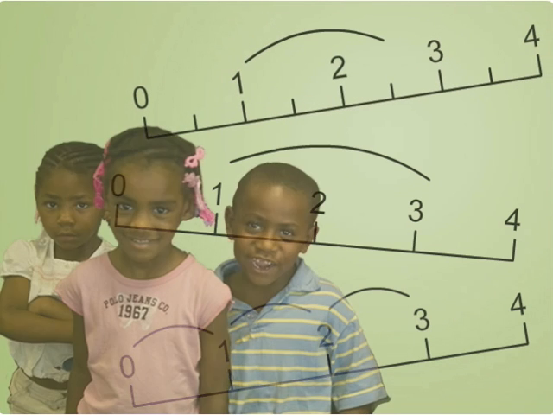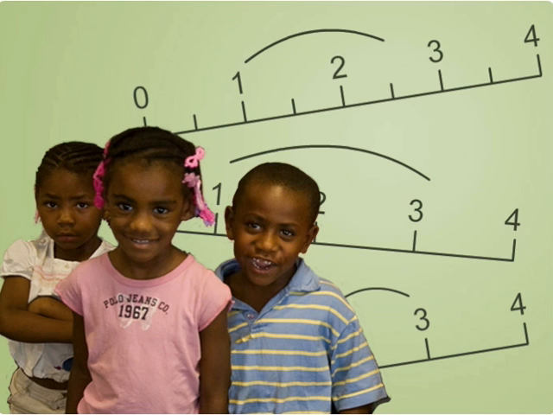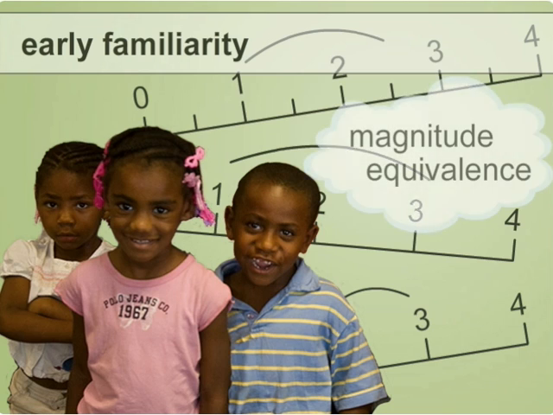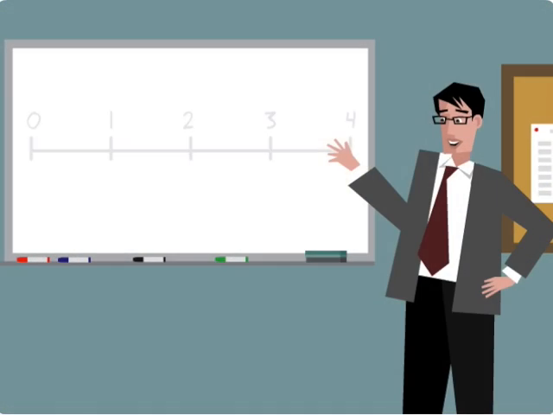Researchers have demonstrated that as early as preschool, children build number sense when they use number lines. Students' early familiarity with the number line makes it a useful tool for introducing fundamental concepts about rational numbers, such as magnitude and equivalence. Here, a second-grade teacher is using number lines to help students make the transition from working with whole numbers to working with fractions.